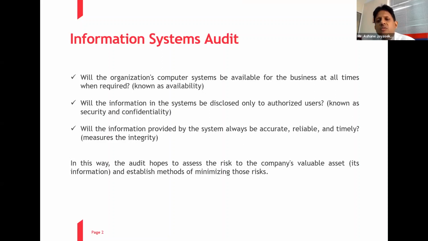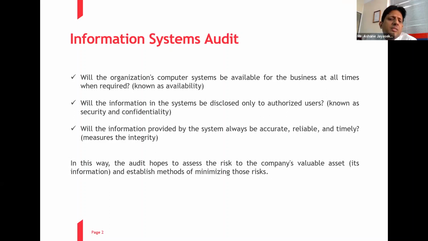So what controls should be there? For example, having a BCP, a disaster recovery plan, is an important control to ensure availability. Having service level agreements with various parties to provide you with continuous service if there's a disruption is an important part of ensuring that your systems are available when required.